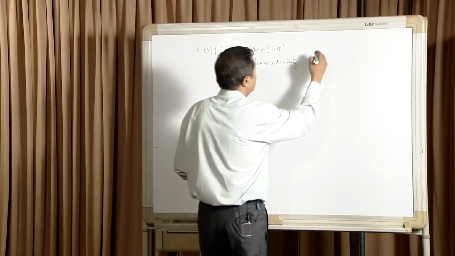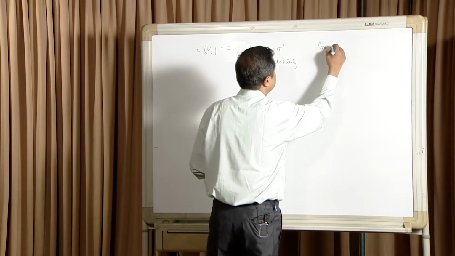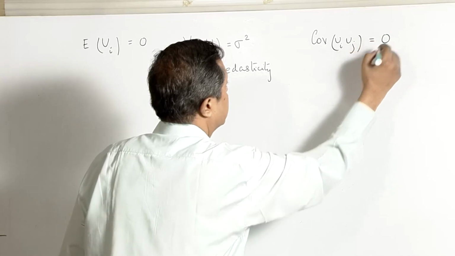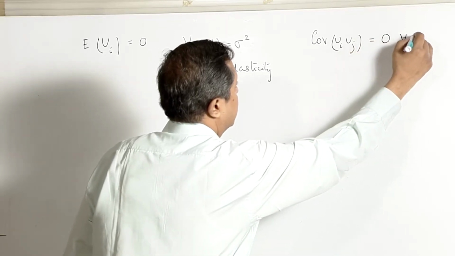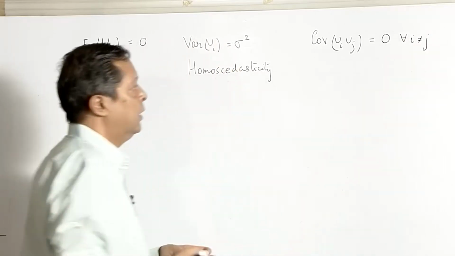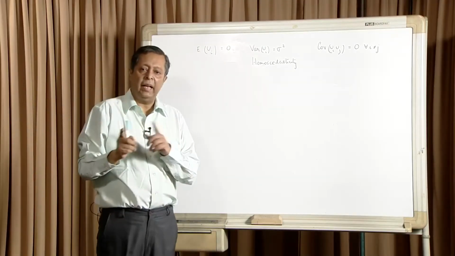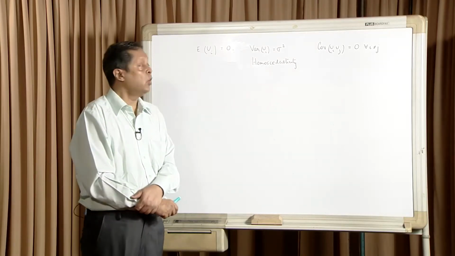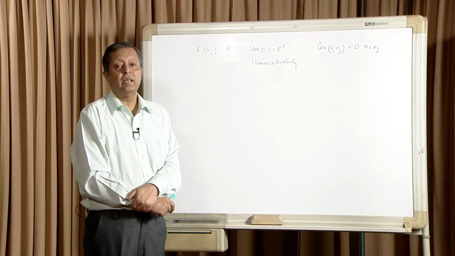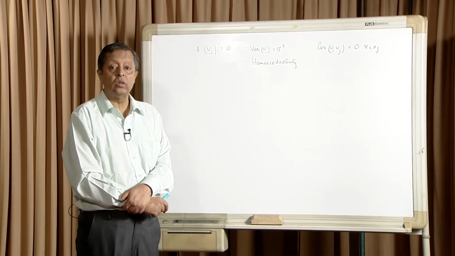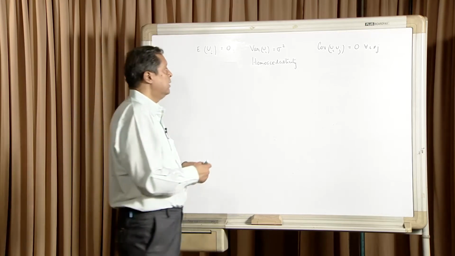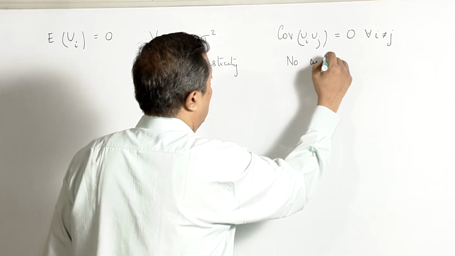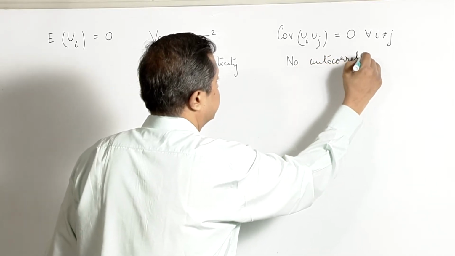Thirdly, the covariance between two disturbance terms is 0. So, between any two disturbance terms there is no association. This is also known as absence of serial correlation or non-auto correlation. So, this is no auto correlation.